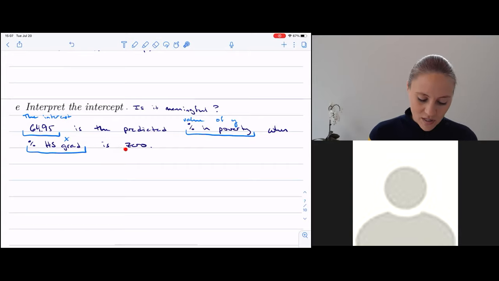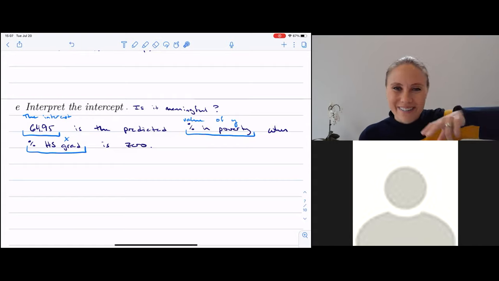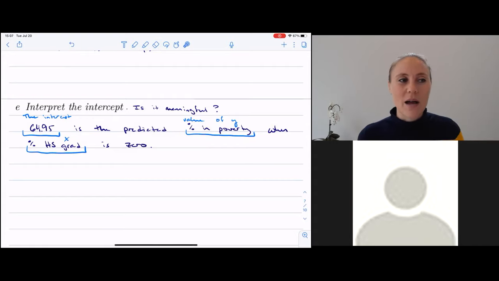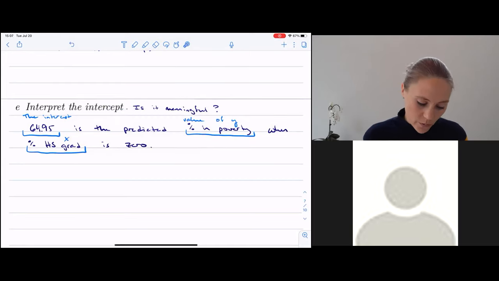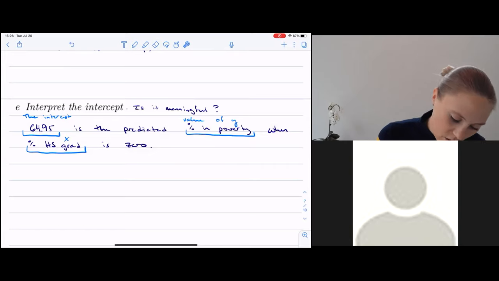But then of course, we wouldn't be using it to make predictions anymore. So it's kind of like a catch 22, right? So in my opinion, what I would argue is that no, it's not meaningful because the percentage of high school grads would never be zero. So it's an extrapolation, right? Which is what we saw. And often if zero is not in your range of X's, then we usually end up saying that it's not meaningful.